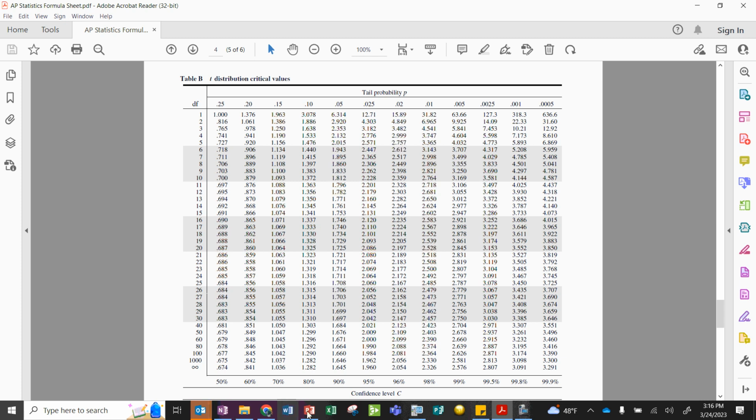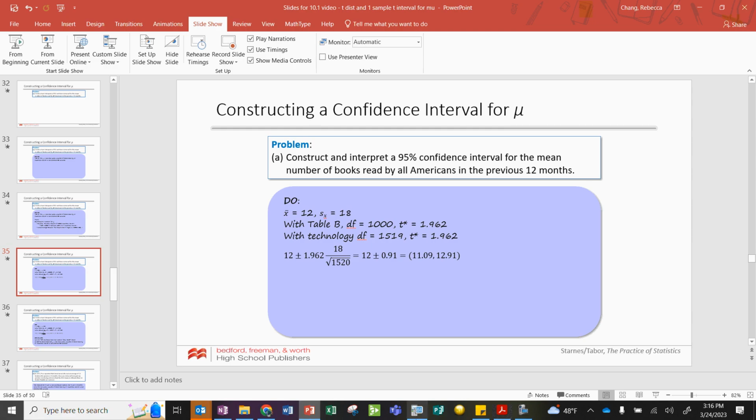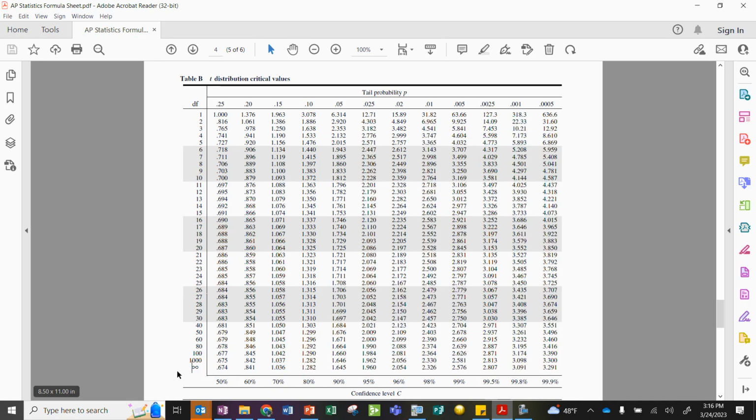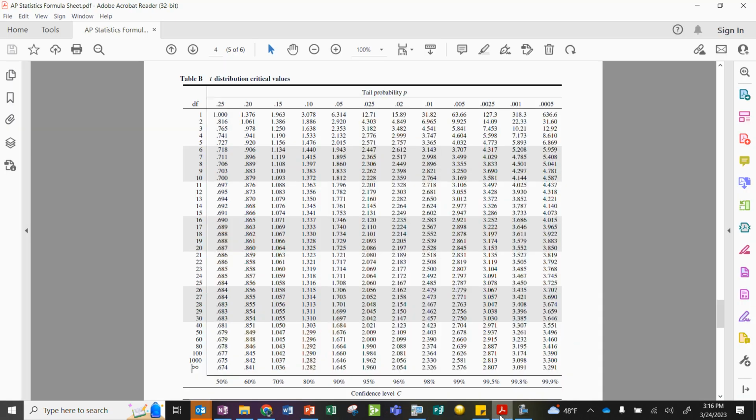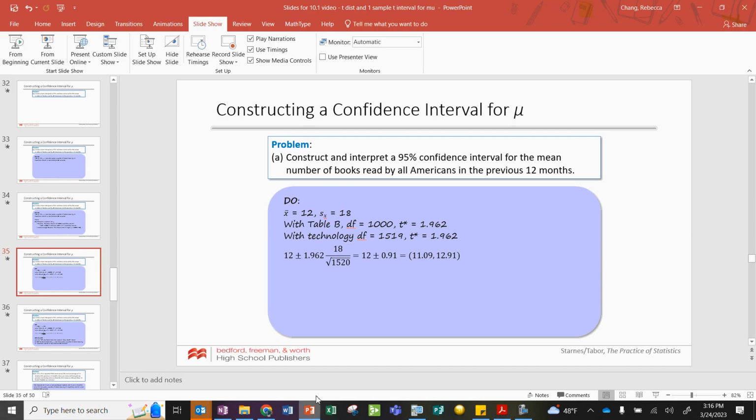Remember, 1,520 was my sample size, so the degrees of freedom, 1,519, is definitely not going to be on here, so I should round down. I'm going to go to the 1,000 line, and we're doing a 95% confidence interval, so we're right here. That should be our T star. Sorry, I can't highlight this for some reason. That 1.962 value, right? So that's where we get that 1.962.